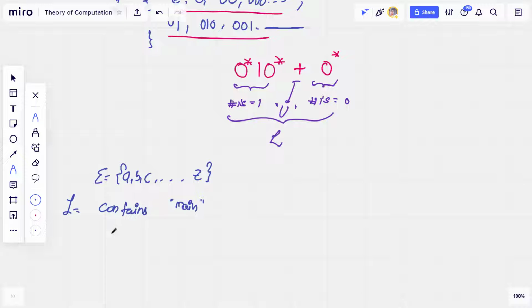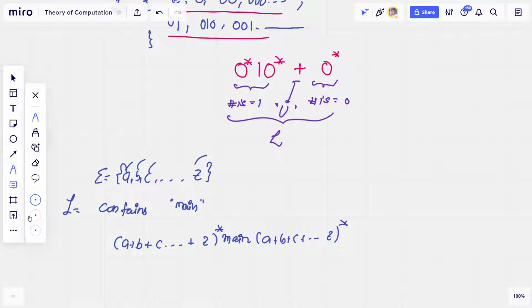It's simple. If you think about it, it is a direct extension of that "contains one" problem. Let me show you how it works. Anything can come before main: any number of these letters, A plus until Z, before main. Then main has to come, and then again any number of letters after that. I should write star here. The star means whatever is inside it can come any number of times.